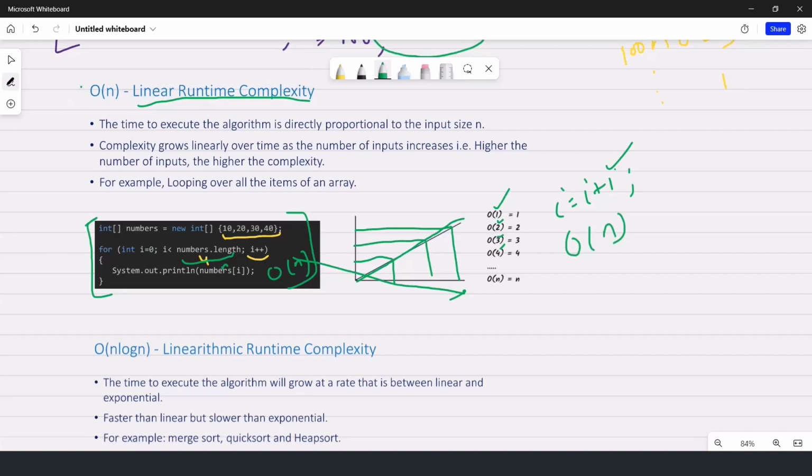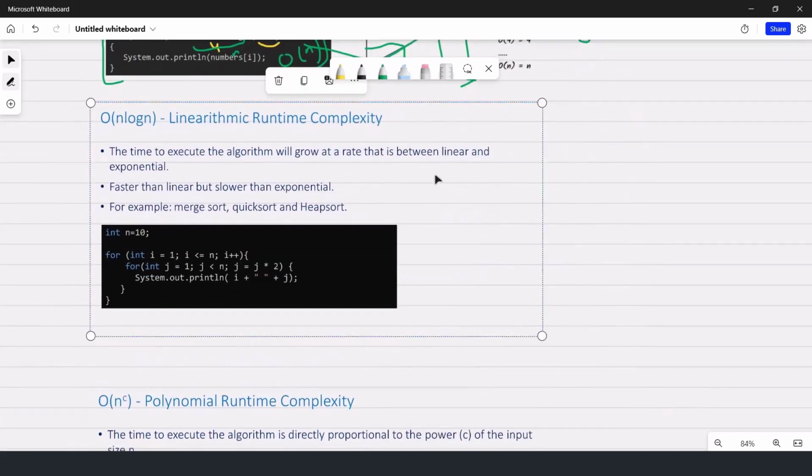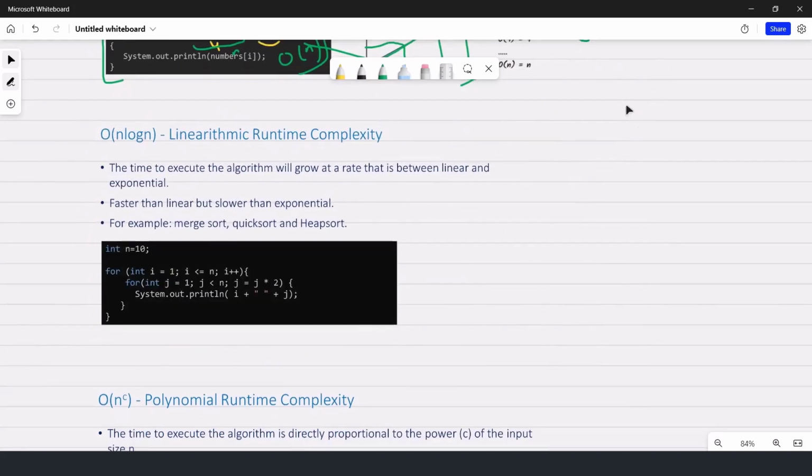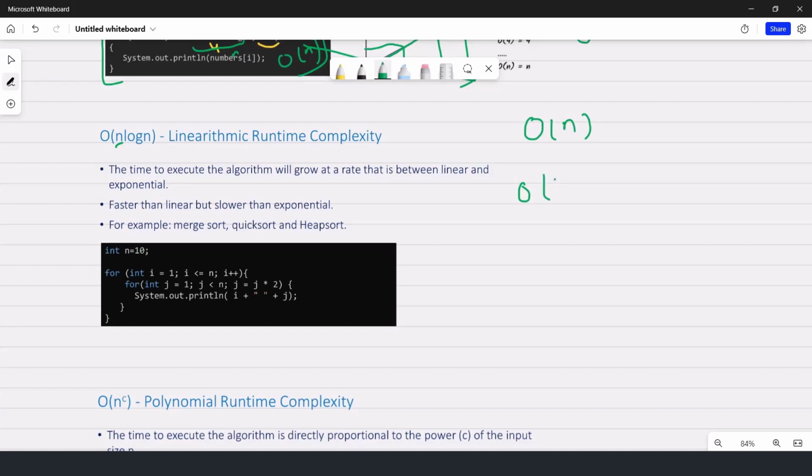Next thing we're going to see is the linearithmic runtime complexity. Pardon me, not logarithmic, that is linearithmic. It is going to be O of n into log n. We studied O of n and we studied O of log n. Now both are multiplied, that is n into log n, and the graph is created accordingly. So that is the complexity of this.